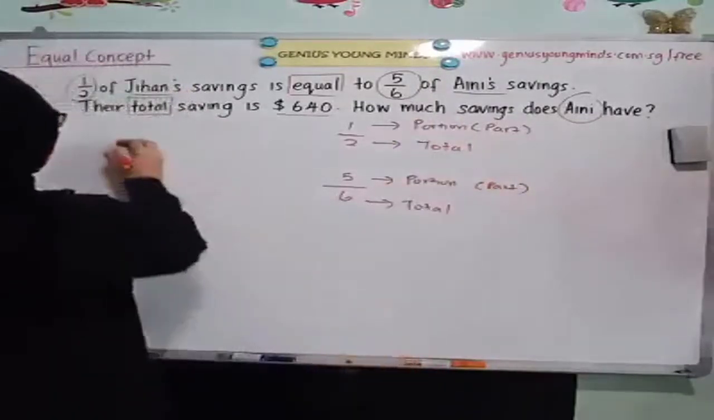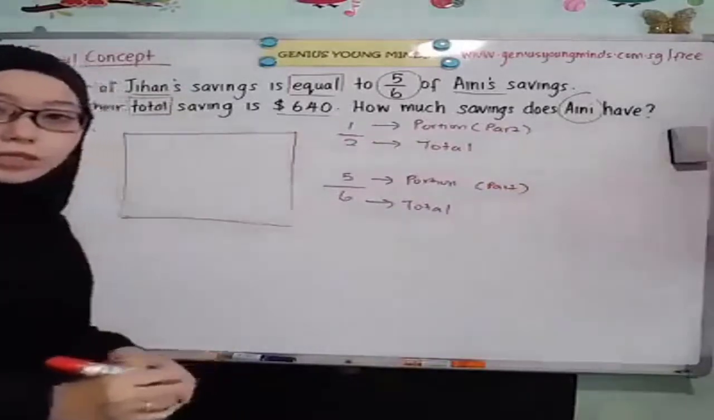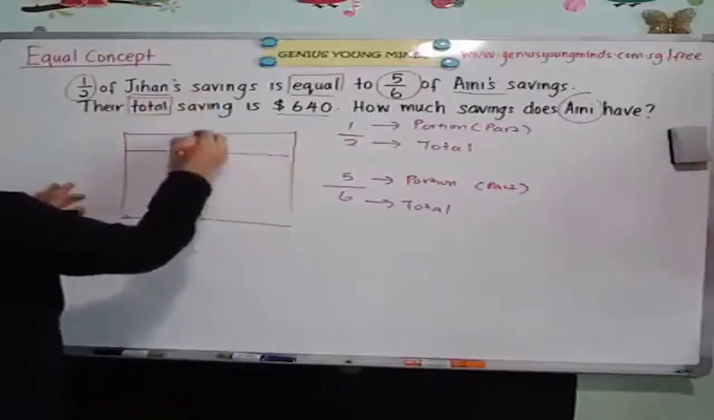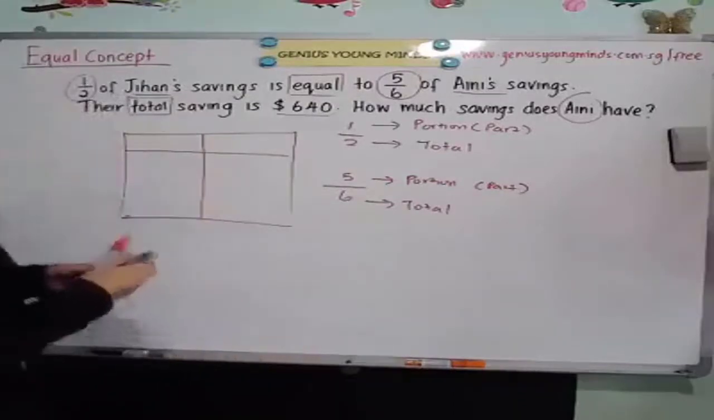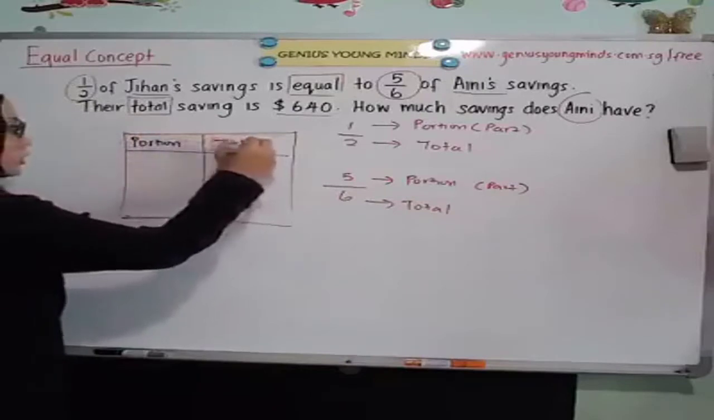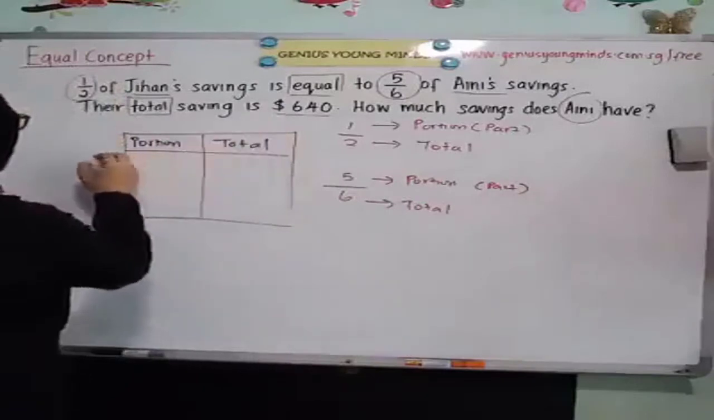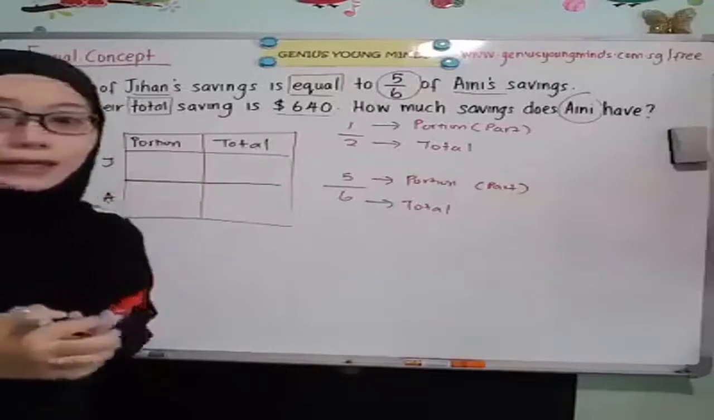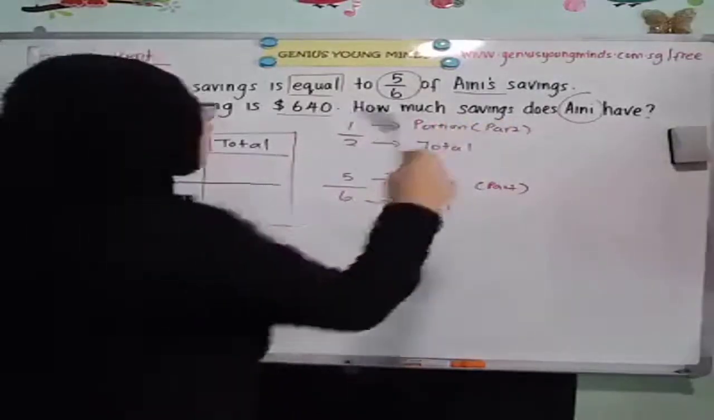The table we are going to draw is a very simple table. Can you see the table there? How many people are there in the story? There are 2 people. In this table we are going to write the portion and then the total, and then the names of the people: J for Jihan and A for Aini. Now we are going to fill up the boxes with the important things.